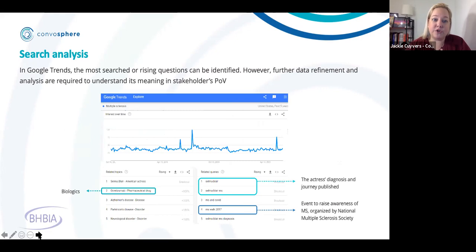So using Google Search Trends, you can see where there is interest or rising topics over time, but it does take a little bit of work to draw out the insights and get a better understanding. So for example, this is on MS. And you can see here that people are looking at the biologic treatments, so some that we've already mentioned. And they're also mentioning Selma Blair.